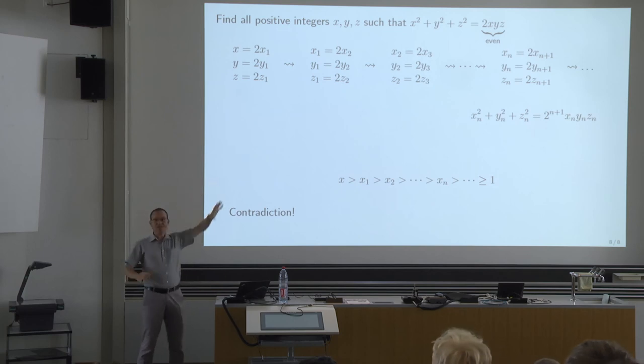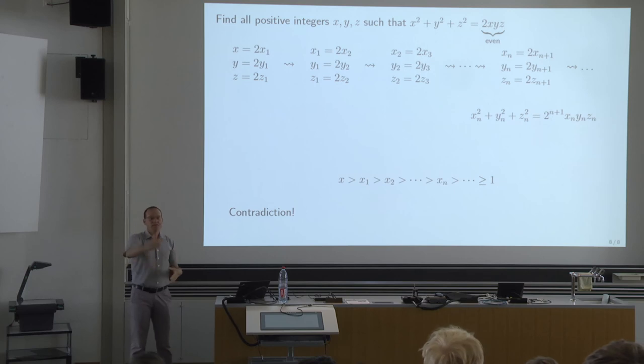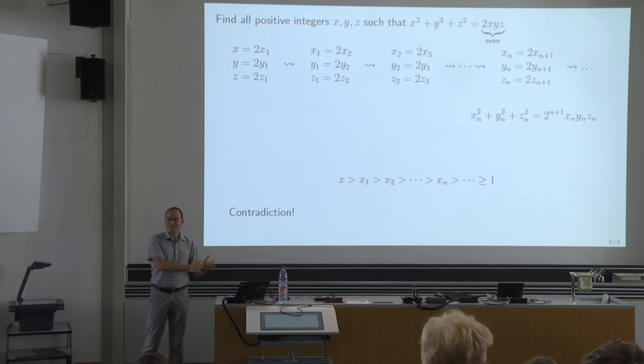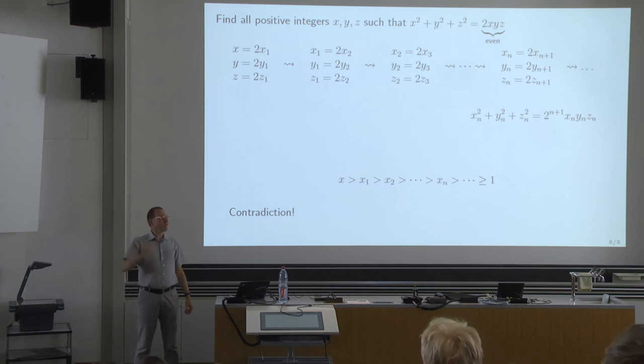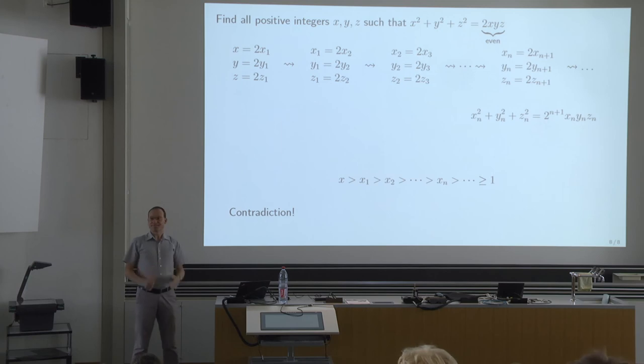If you start with a solution, it gives rise to another solution of another equation. Then this gives rise to yet another solution of another equation. And so on and so on. You'll be generating so many solutions and they will be decreasing. You cannot have an infinite decreasing sequence of positive integers. This is called Fermat's method of infinite descent. To prove that you don't have a solution, suppose you have a solution, and then you find a smaller solution, in this case to a different equation, and then again a smaller solution, and so on.